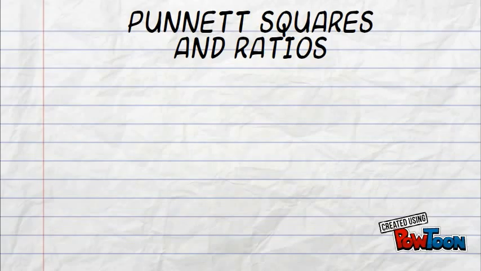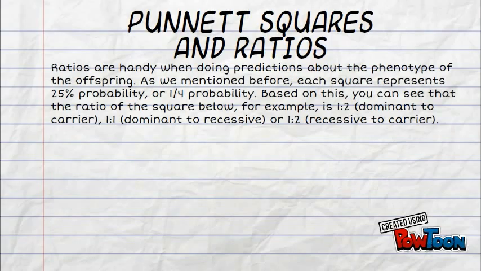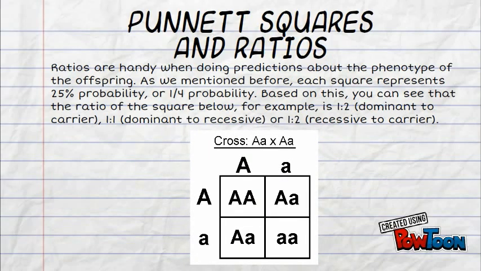Punnett squares and ratios. Ratios are handy when doing predictions about the phenotype of the offspring. As we mentioned before, each square represents 25% probability, or 1/4 probability. Based on this, you can see that the ratio of the square below, for example, is 1:2, dominant to carrier, 1:1, dominant to recessive, or 1:2, recessive to carrier.